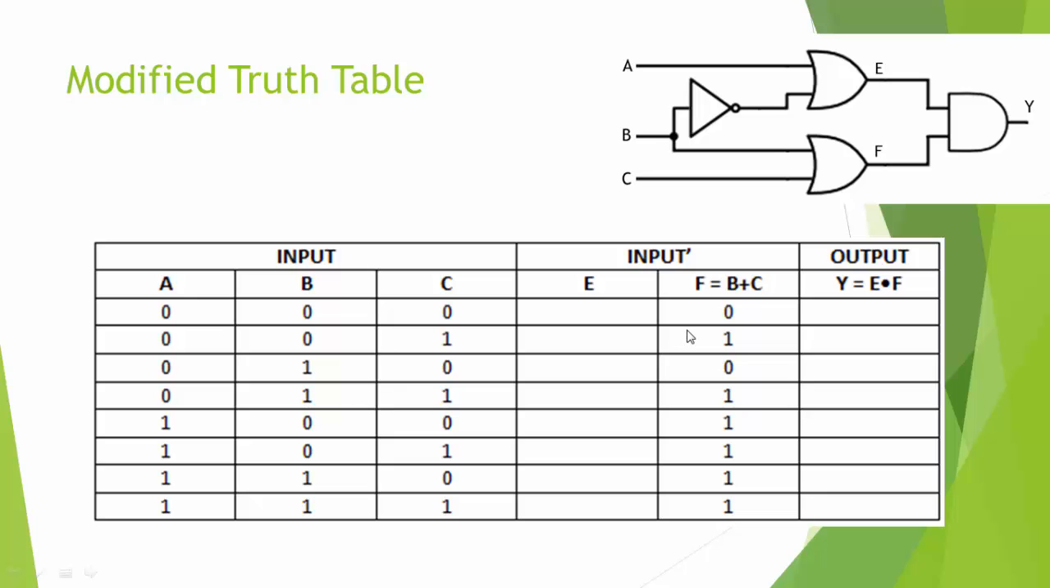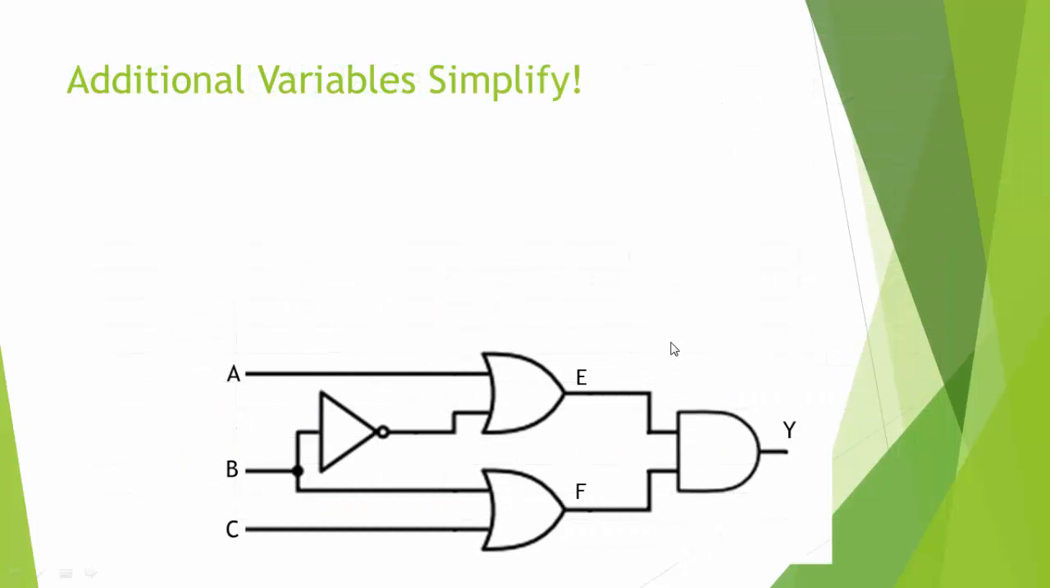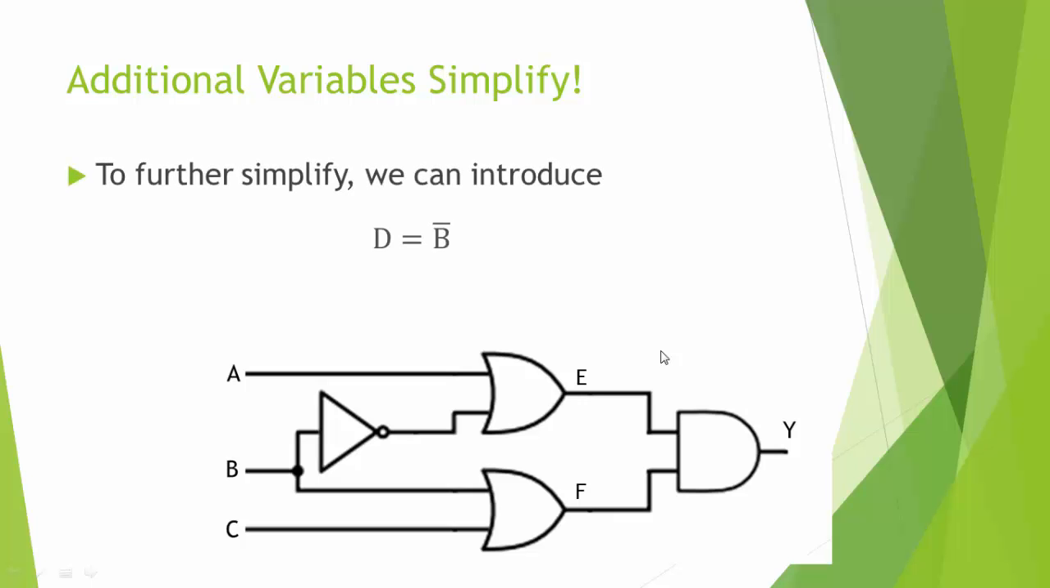Well, some of you might be able to do that based on examination very easily, but in fact we can make it even simpler. We take our intermediate gate and we say D is equal to not B, or the output from here. Now, E is a simple OR expression. It is A or D.